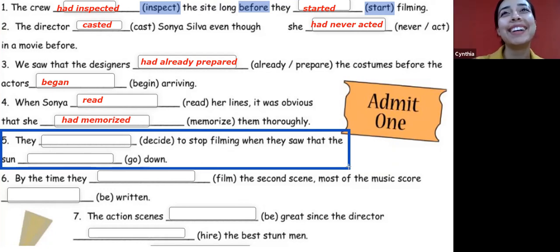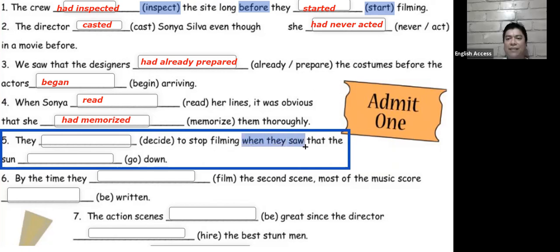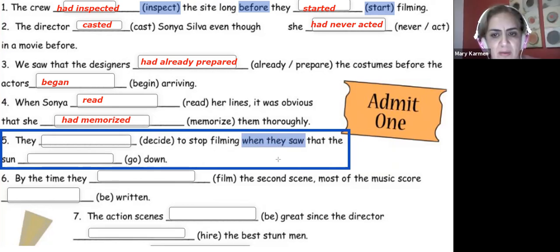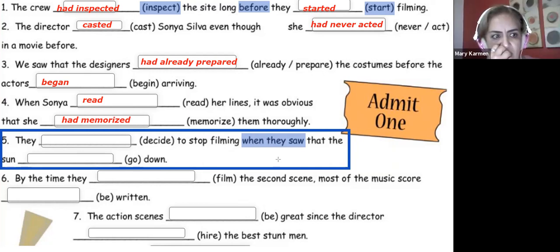Don't worry, I'm just thinking about it because it's kind of confusing. Yes? I'll give you a hint. I don't know what happened first. A clue: when they saw. That marks the sequence. What happens first and what happens later. When they saw that the sun had gone down.